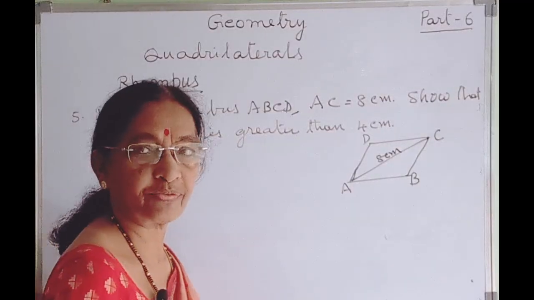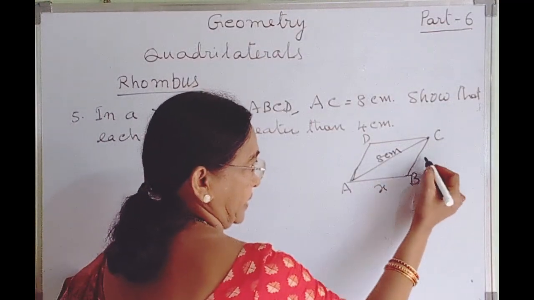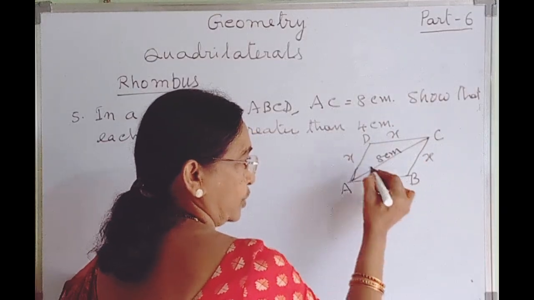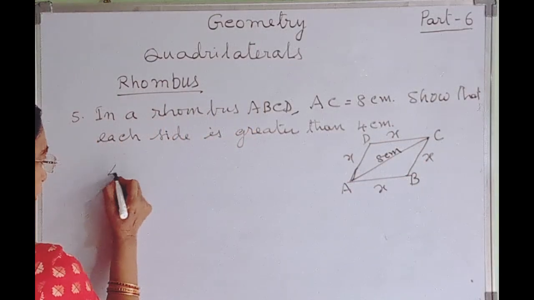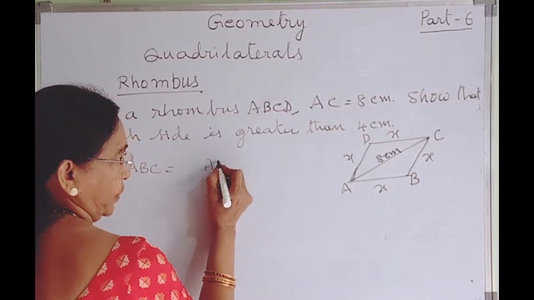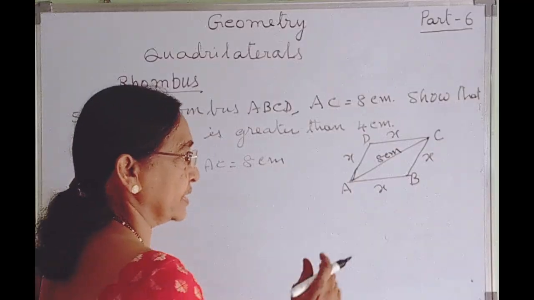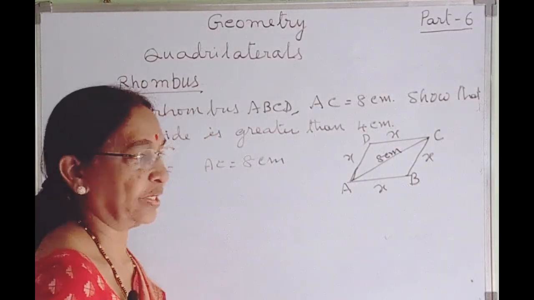In a rhombus, all the four sides are equal. Let each side be x. This is x and this is x, all. So consider the triangle ABC. In triangle ABC, AC is equal to 8 centimeters. One of the three sides is 8 centimeters and the other two sides are equal.